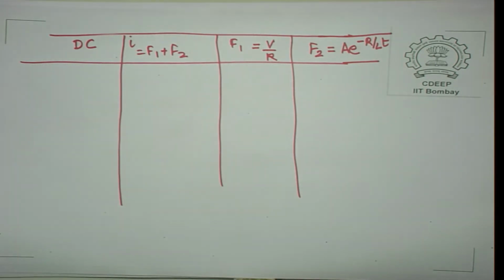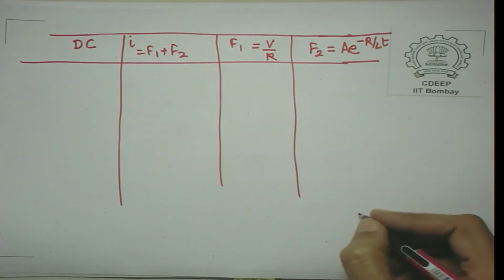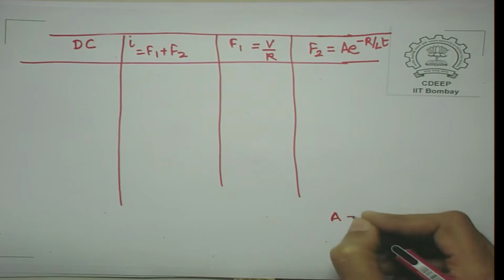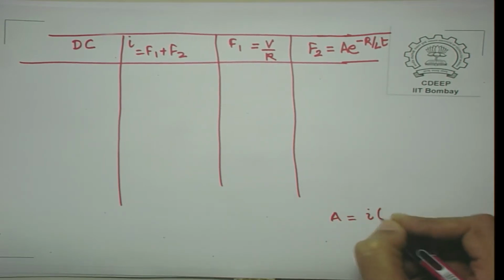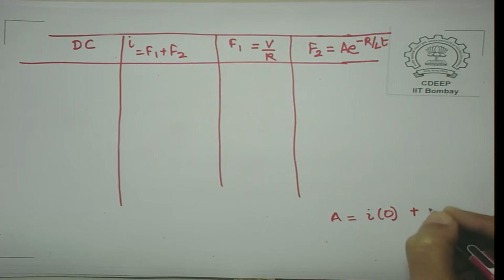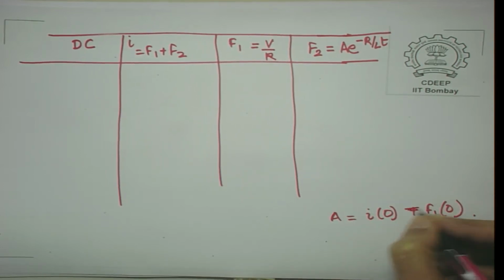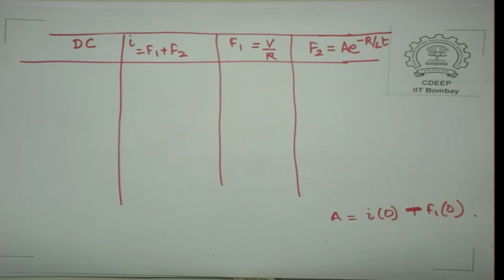Of course, this A, as we have seen before, is nothing but I0 minus F1 evaluated at time t is equal to 0. So, this is what we find here, and because of this you will notice that F1 plus F2 at time t is equal to 0 will be equal to I0. So, this is essentially the response we get for DC.